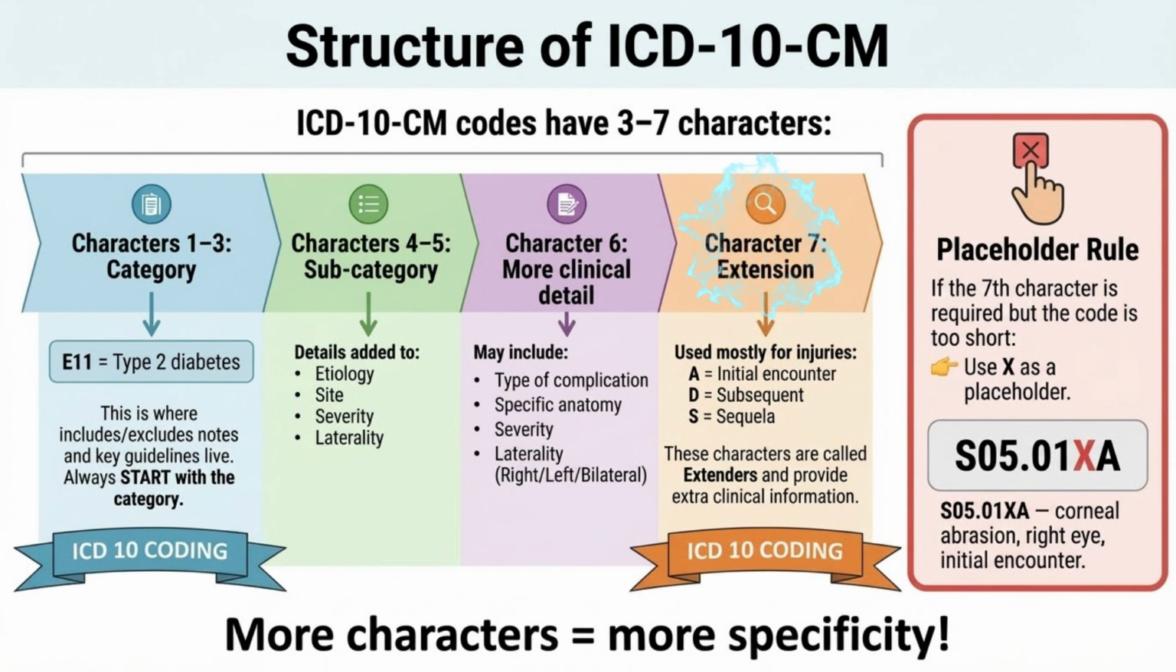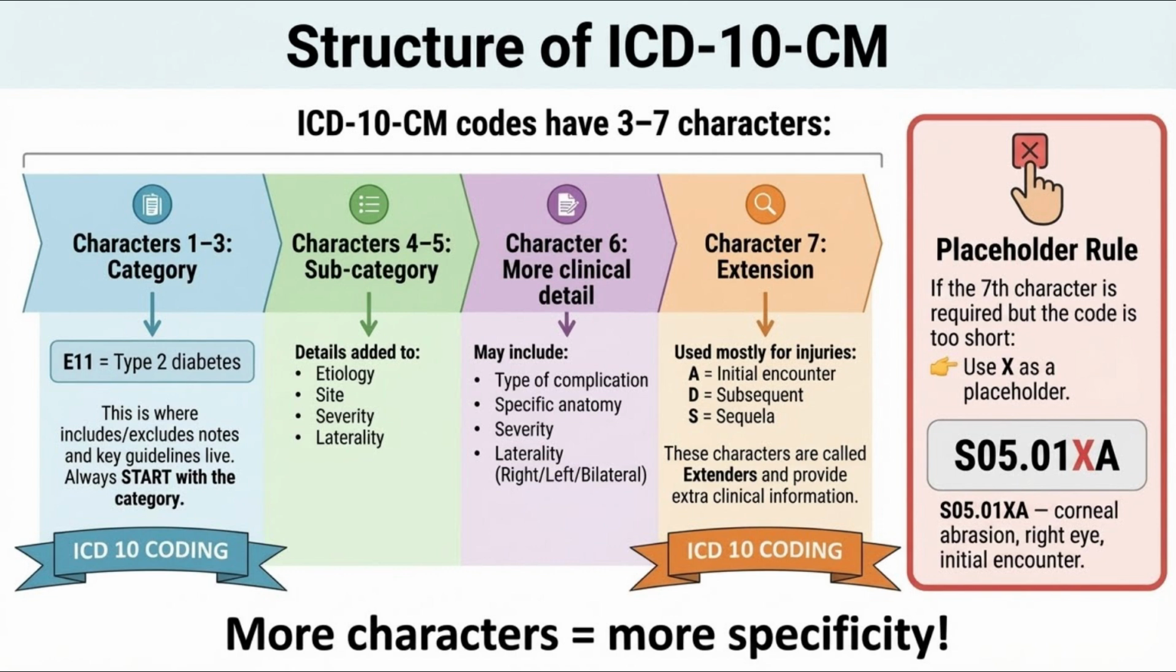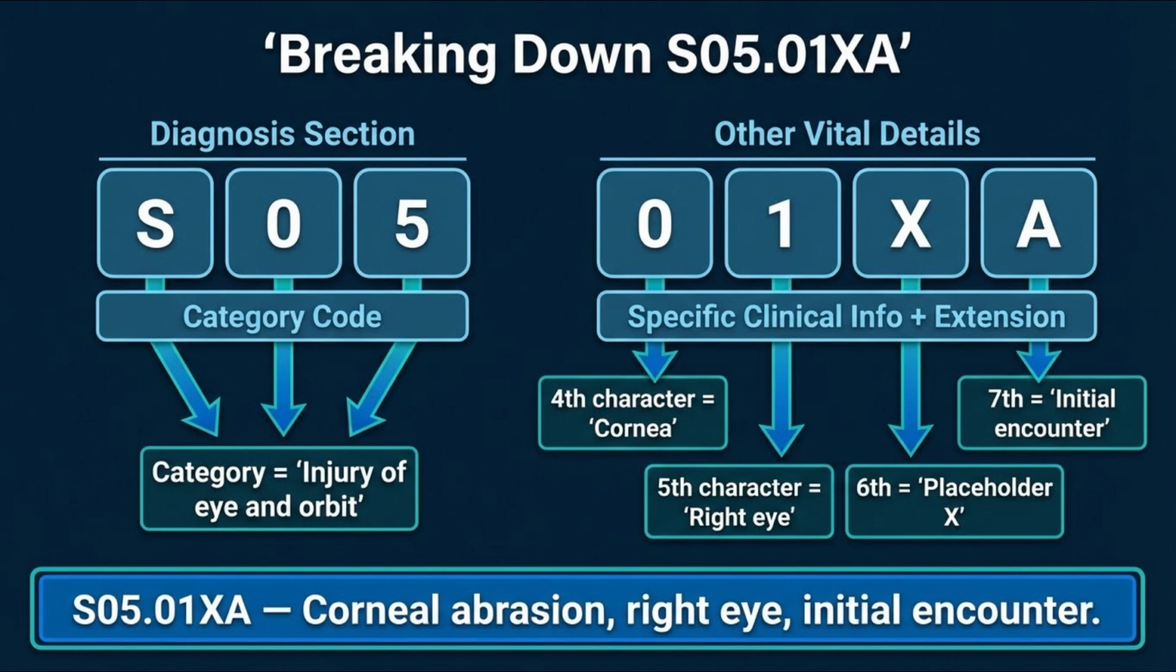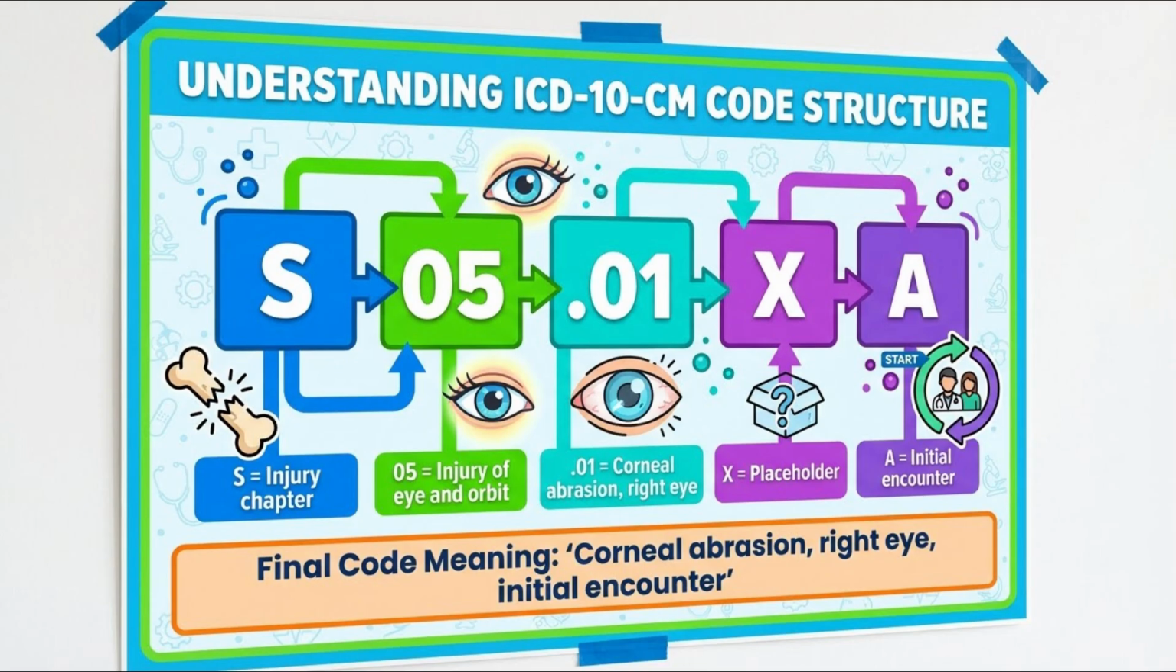Character 7, extension. Used mostly for injuries. A equals initial encounter. D equals subsequent. S equals sequela. These characters are called extenders and provide extra clinical information. If the 7th character is required, but the code is too short, use X as a placeholder. Example, S0501XA, corneal abrasion, right eye, initial encounter. In this code, X is used as a placeholder. More characters equals more specificity.